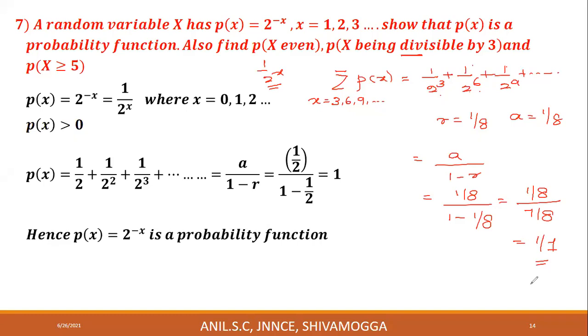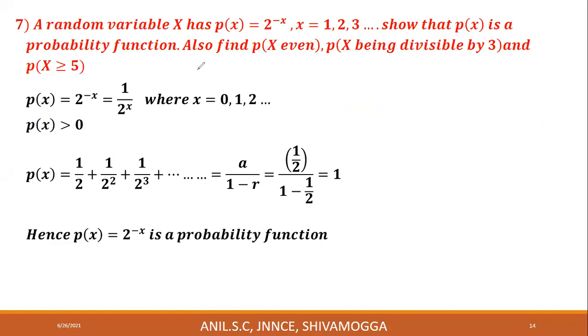Next, last case. P when x is greater than or equal to 5. P when x is greater than or equal to 5 means x takes values 5, 6, 7, 8, 9, 10, and so on. The function is 1 over 2 power x. When x is equal to 5, 1 by 2 power 5. When x is equal to 6, 1 by 2 power 6. 1 by 2 power 7, and so on.